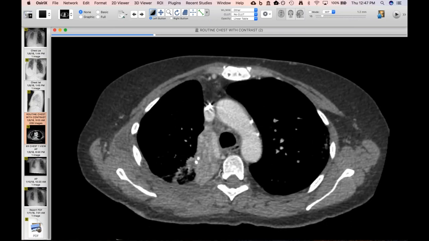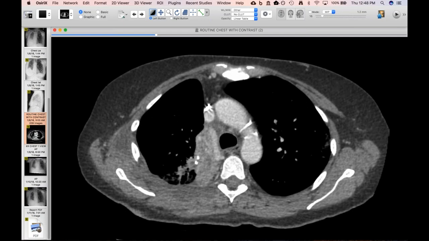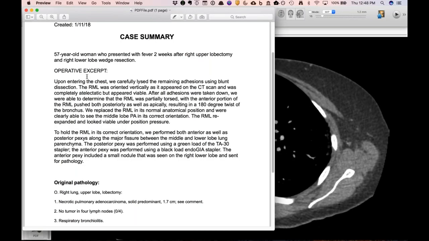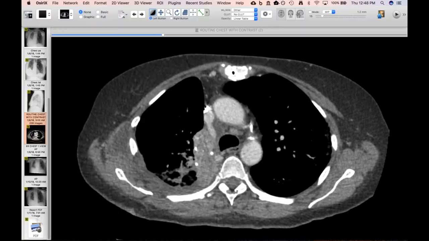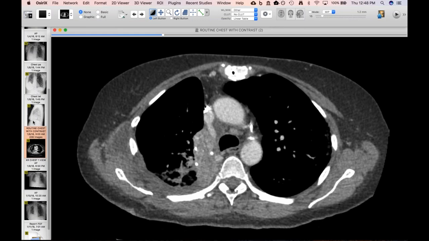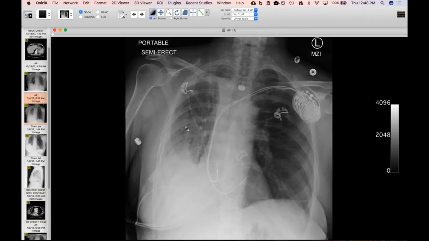Sure enough, he took her to the OR yesterday and saw that the right middle lobe was at least partially torsed. It was about 180 degrees, but still viable. He had not done a pexy, so he re-expanded it and then pexied it down to the right lower lobe. Now, one question on these radiographs: even back here, would this be enough for anyone to suspect torsion?